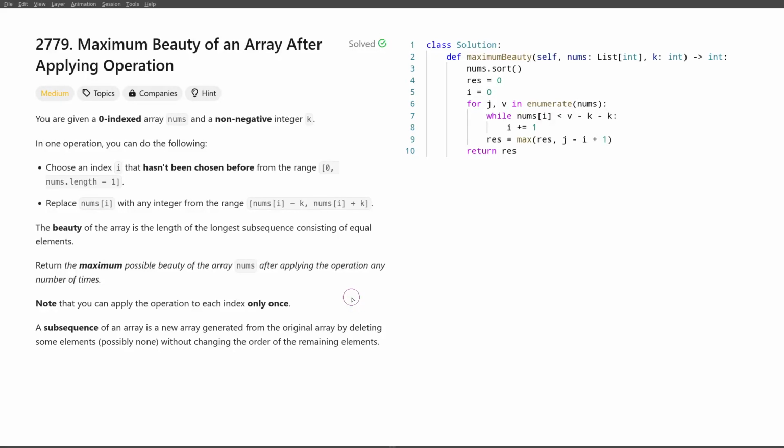Hello everyone. Today we'll talk about the solution to the problem maximum beauty of an array after applying operation. Instead of thinking about operations, this problem asks us to find the longest subsequence such that the maximum and minimum value within that subsequence differ by at most 2 times k.